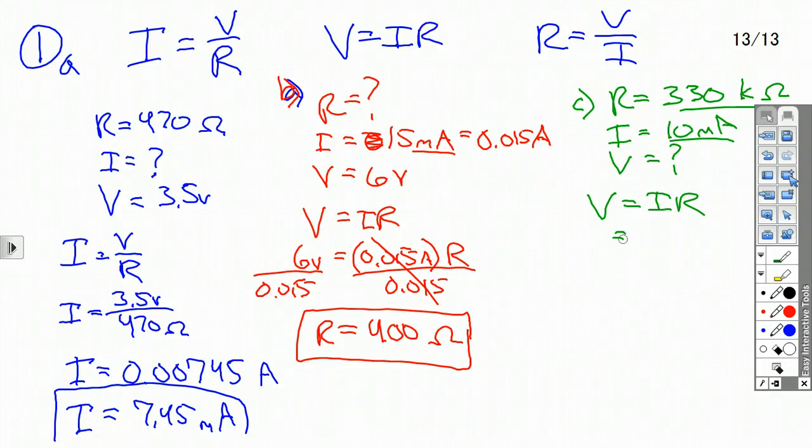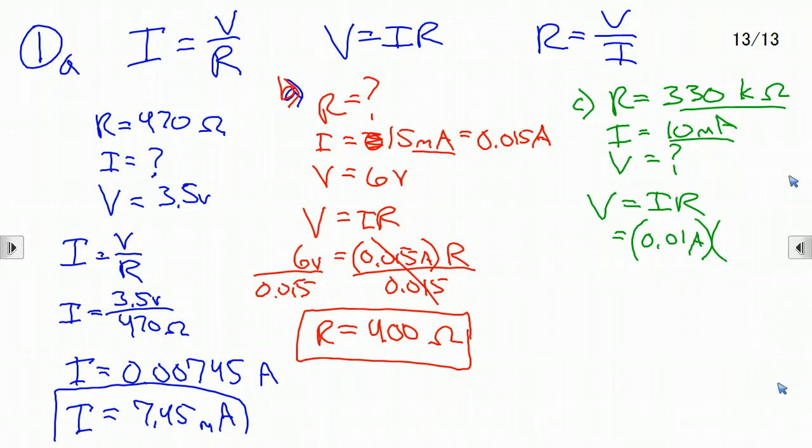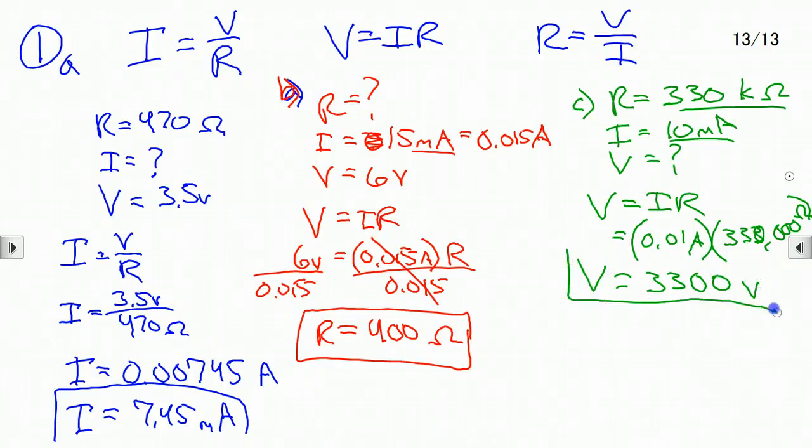Now 10 milliamps is 0.01 amps. Let's scoot that guy to the other side. 330 kilo ohms is 330,000 ohms. Be careful with the prefixes. So 0.01 times 330,000 would give us 330,000, take 2 zeros off of that. So 3,300 volts, which seems incredibly large, but we were making up these numbers anyway.